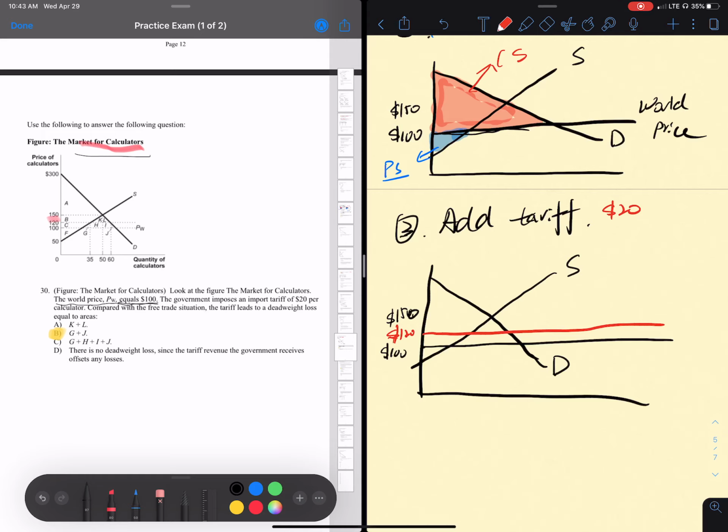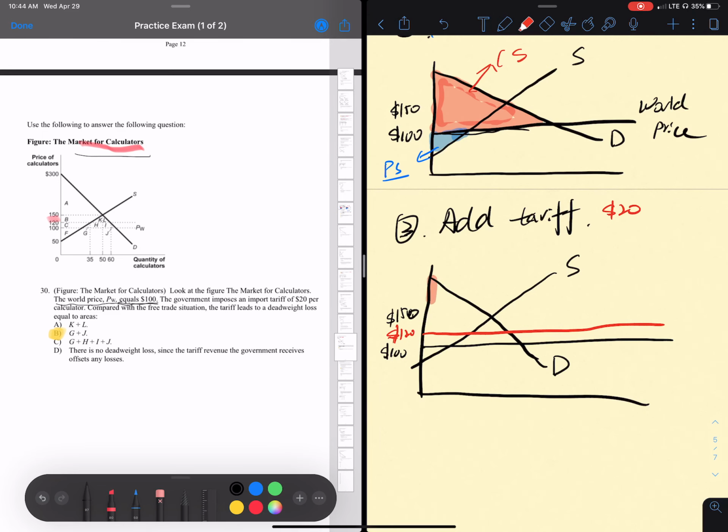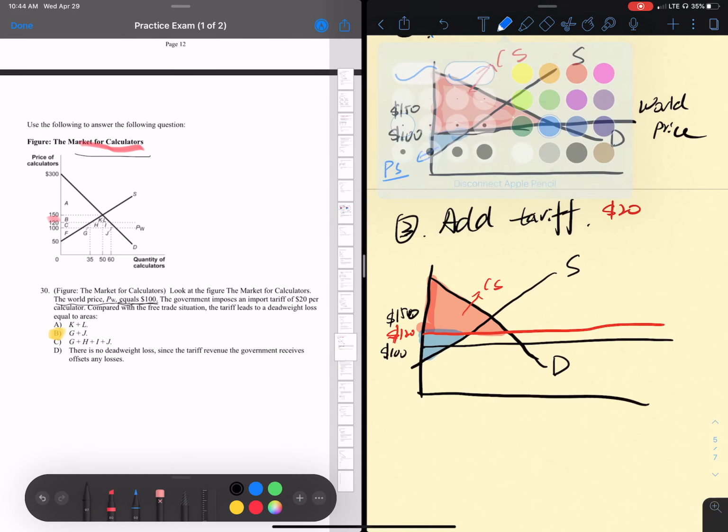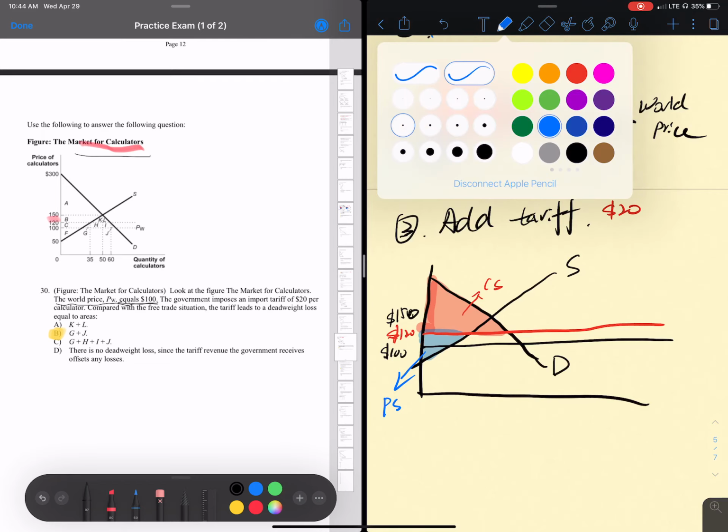So what is your consumer surplus? This is your consumer surplus. What about the producer surplus? It's a little bigger, still not that much. So this is your producer surplus. And the tricky part is here.